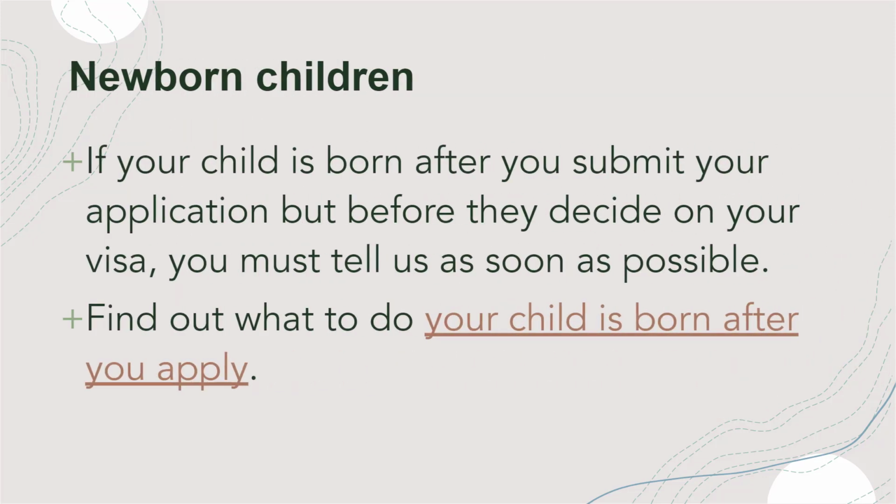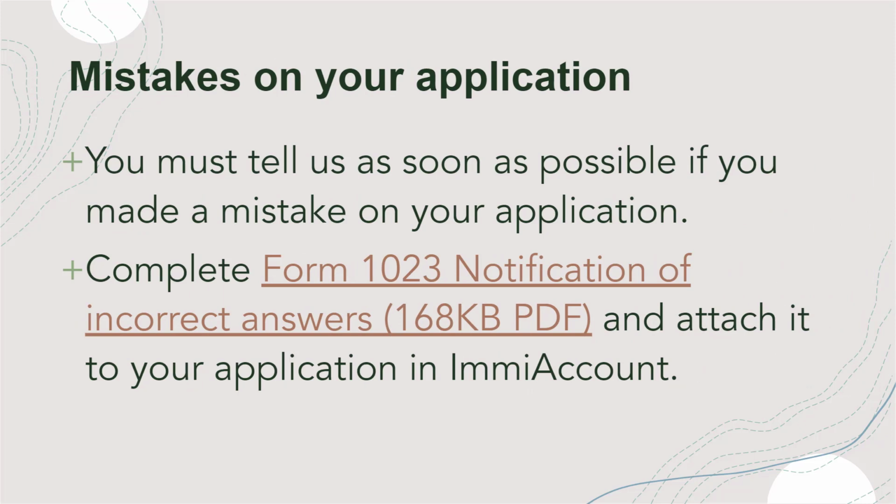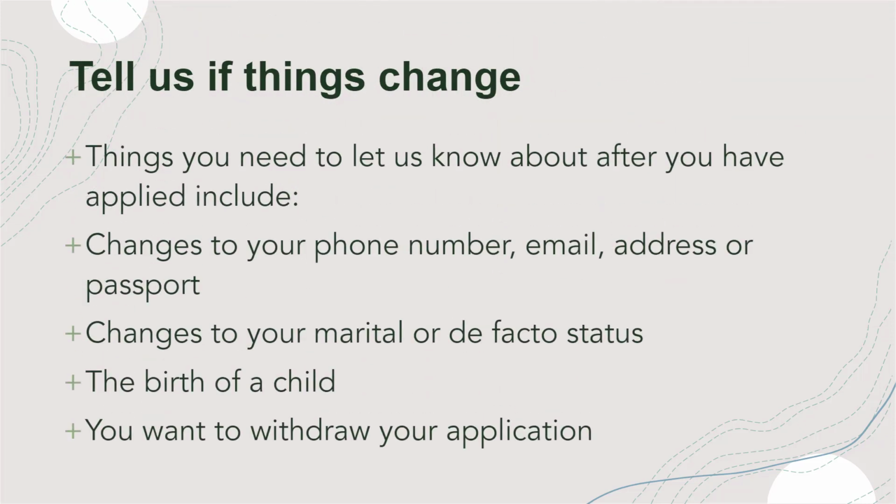If your child is born after you submit your application but before they decide on your visa, you must tell us as soon as possible. Find out what to do: your child is born after you apply. You must tell us as soon as possible if you made a mistake on your application. Complete Form 1023, notification of incorrect answers, and attach it to your application in your IMI account. Things you need to let them know about after you have applied include changes to your phone number, email, address, or passport, changes to your marital or de facto status, the birth of a child, or if you want to withdraw your application.